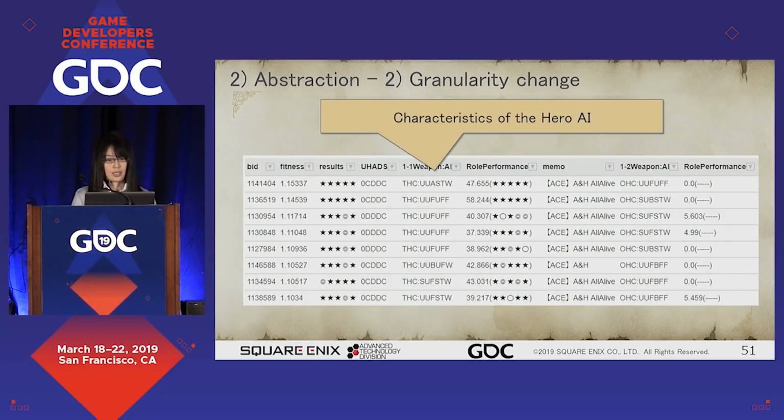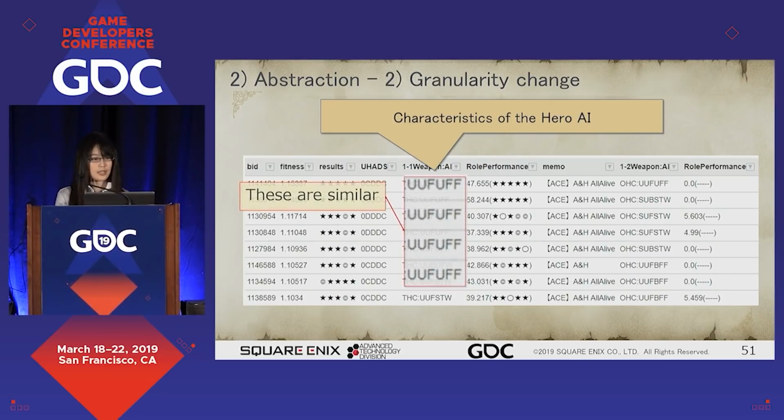If features can be understood at a glance, comparison becomes easier. For example, we can easily know that the first hero in these four parties has a similar hero AI by comparing only 6 letters. Letter U means ultimate skill, and F means full combo attack. So we can understand that this hero is very aggressive.